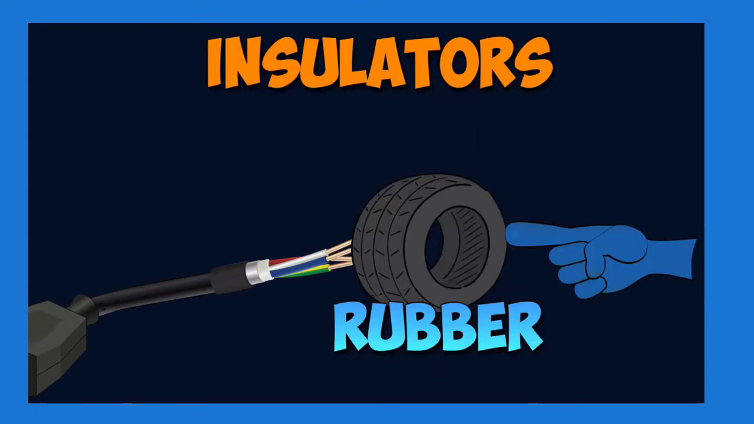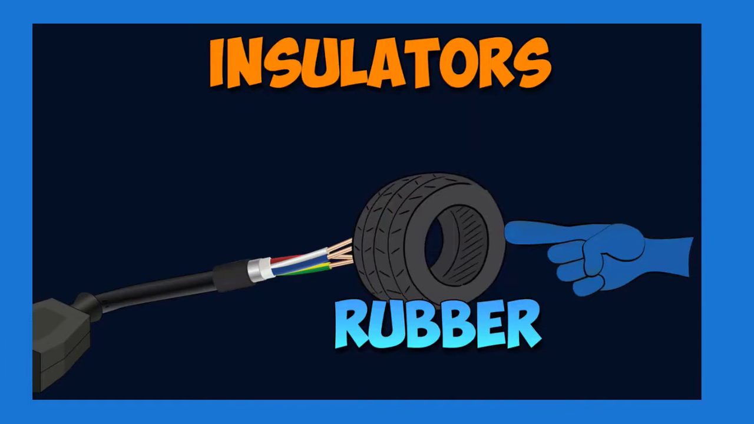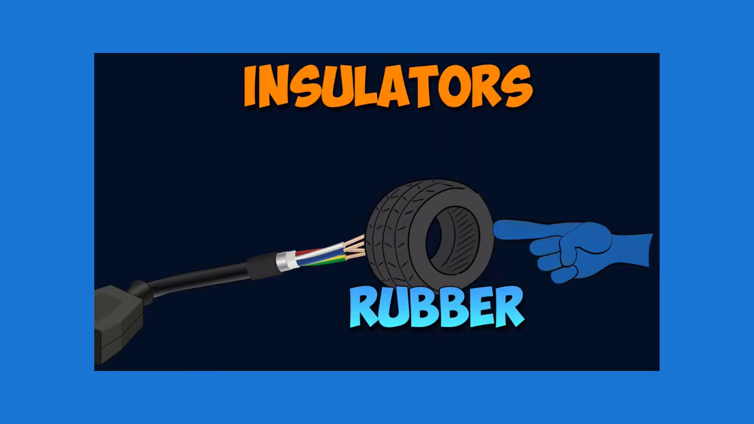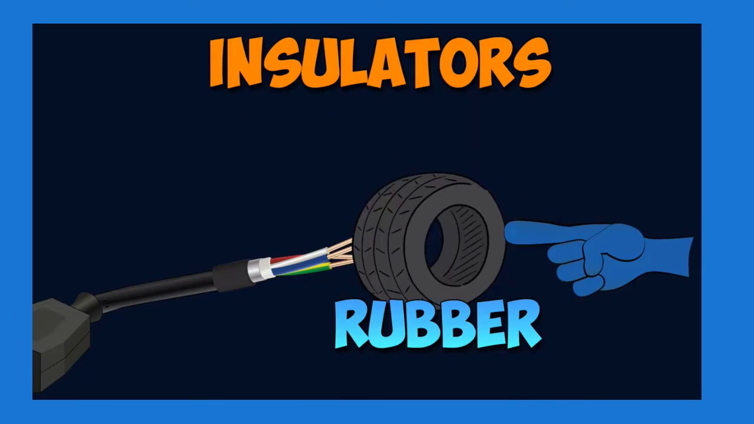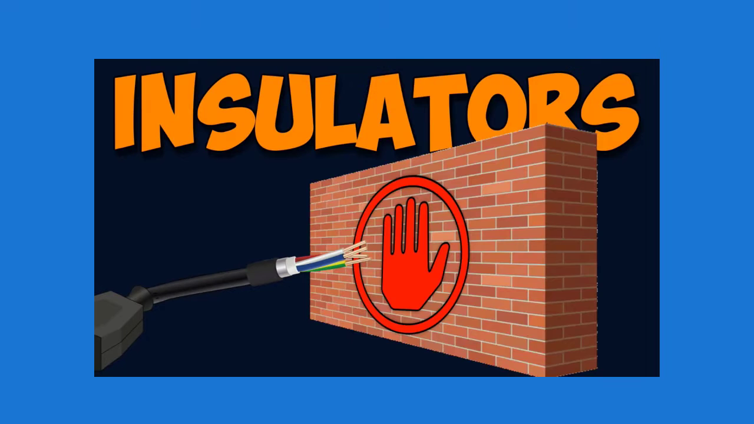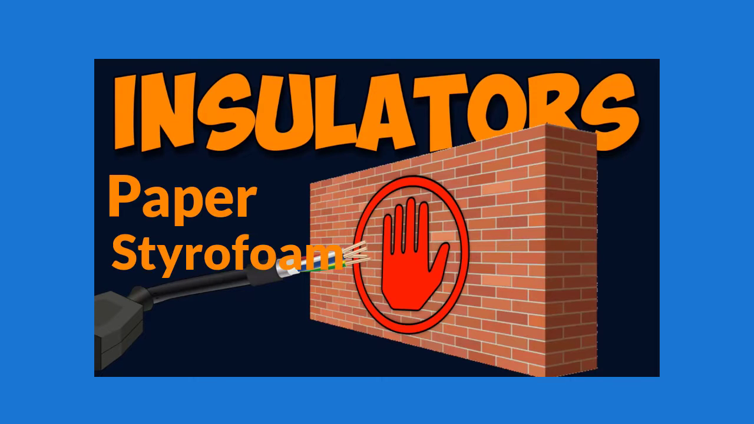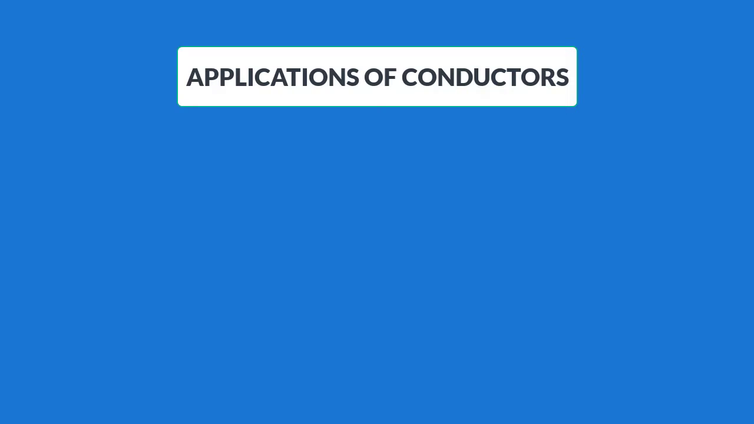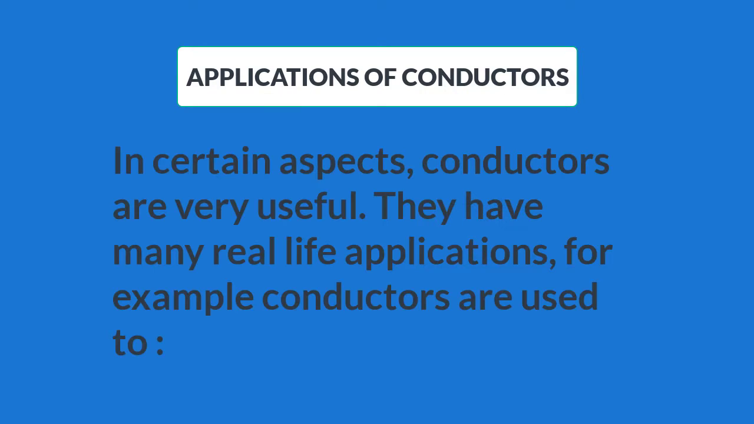Rubber is a common material used in the manufacture of tires, fire-resistant clothing, and slippers. Other examples are paper, styrofoam, and dry hair. Applications of conductors. In certain aspects, conductors are very useful. They have many real-life applications.